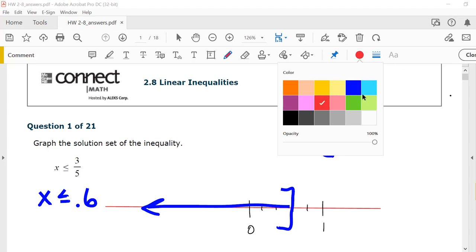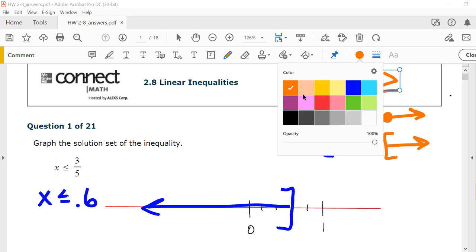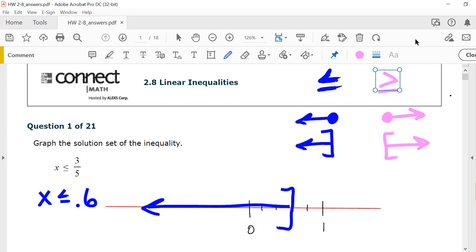If your problem had, say, greater than or equal to, I would graph a closed circle and to the right or a bracket and to the right. If I had just greater than, I would graph an open circle and to the right or a parenthesis and to the right.